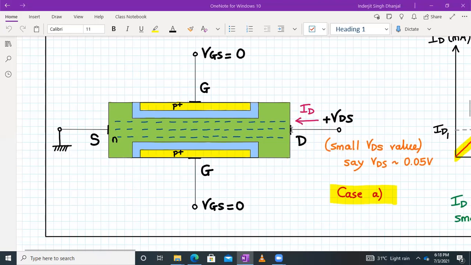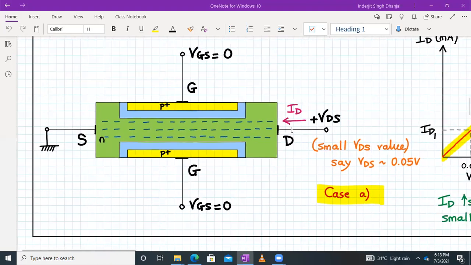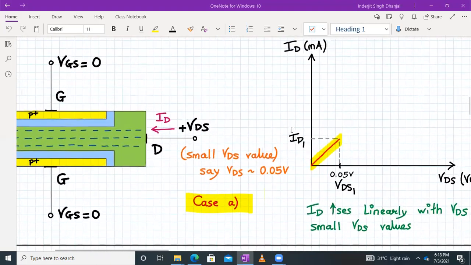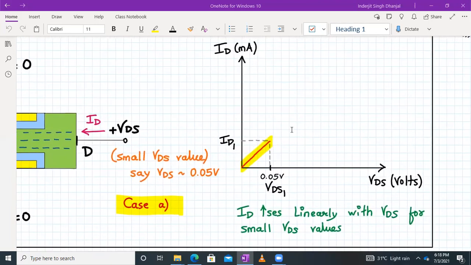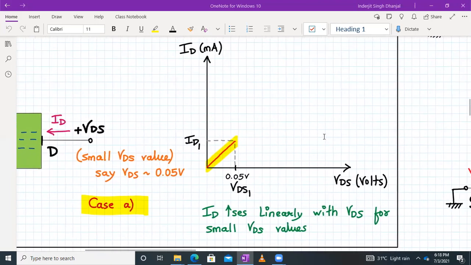Fine. So that means we have a small proportional increase in the current with increase in the voltage. So this is the scenario of the graph over here. In this condition, where the gate voltage is 0 and we apply a small drain to source voltage, your current ID increases linearly with VDS. First, very small values of VDS.